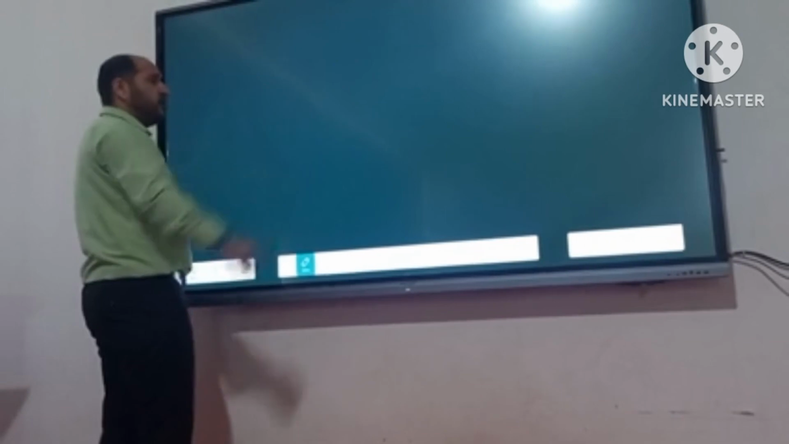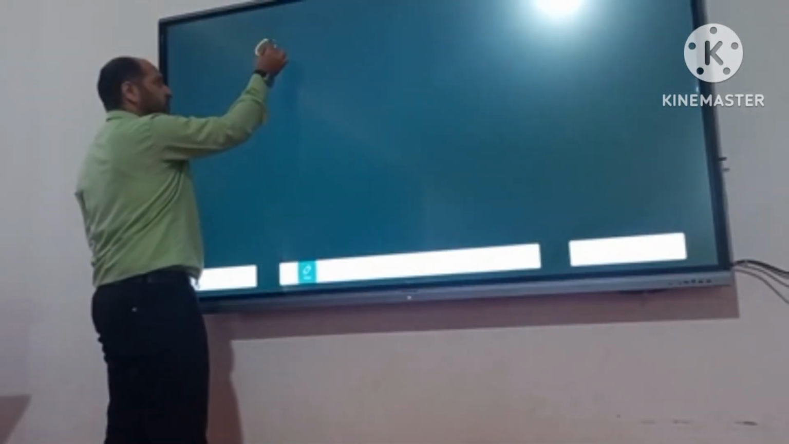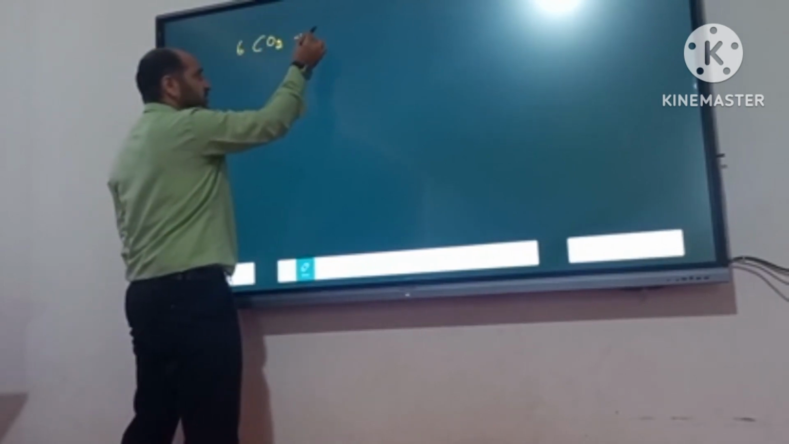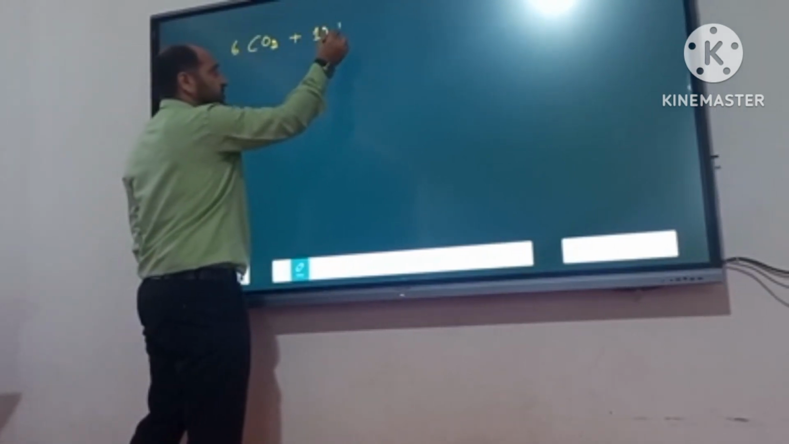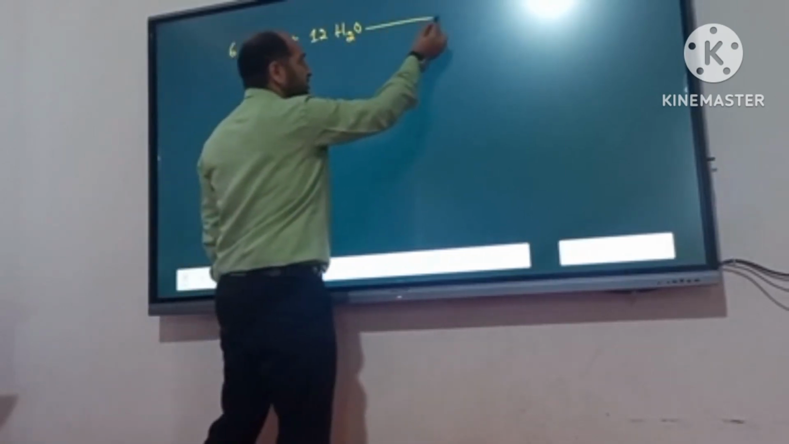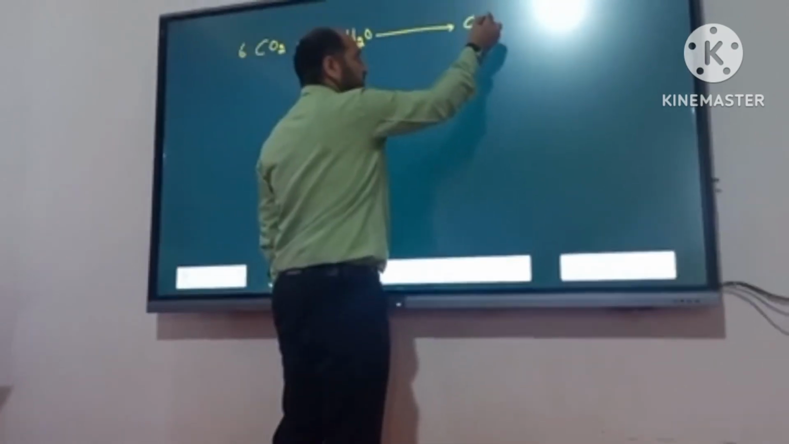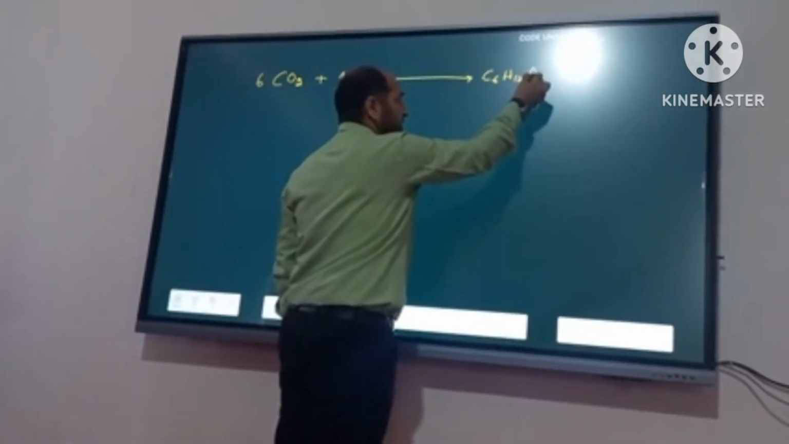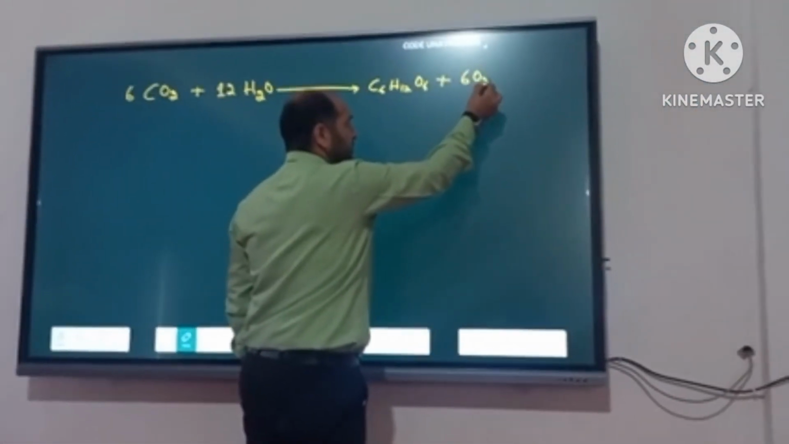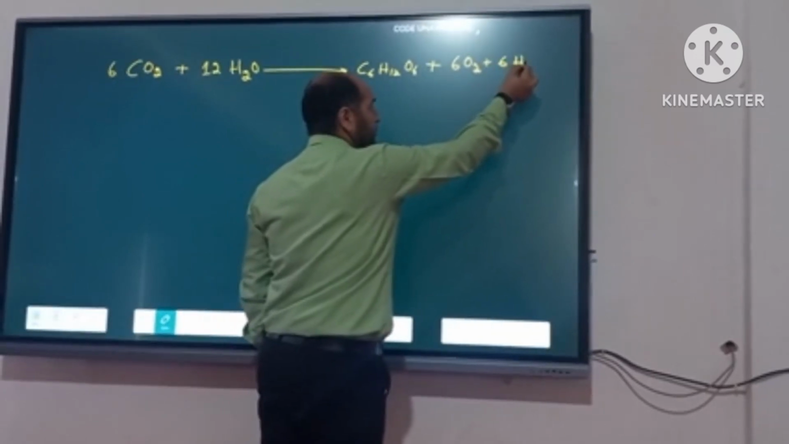As we know, we can define photosynthesis by the general reaction, that is 6 times carbon dioxide plus 12 times water gives 1 molecule of glucose and 6 times oxygen release and 6 times water molecule.